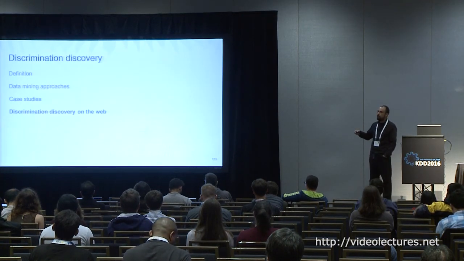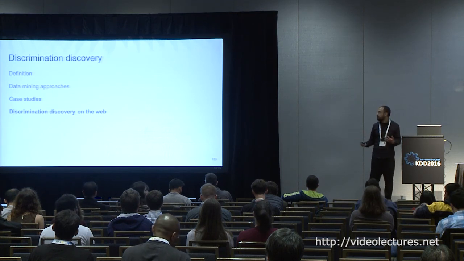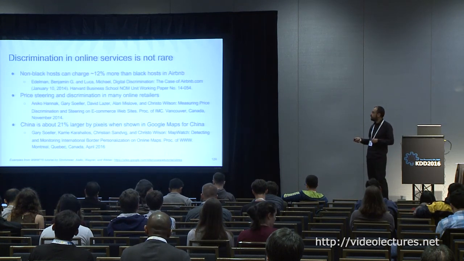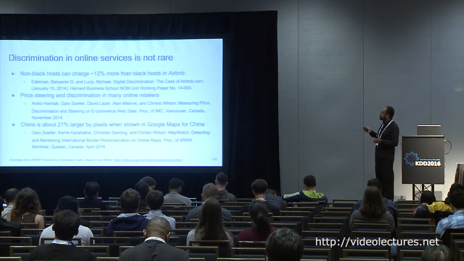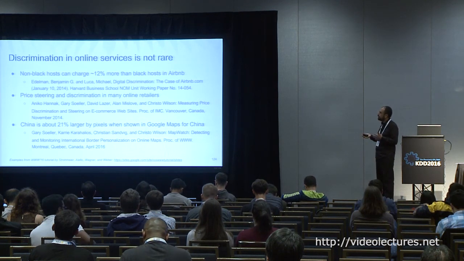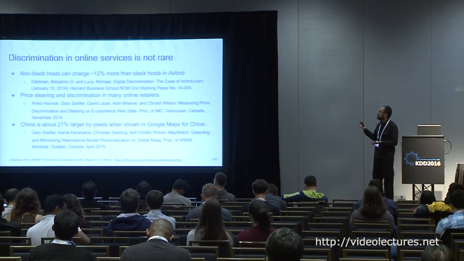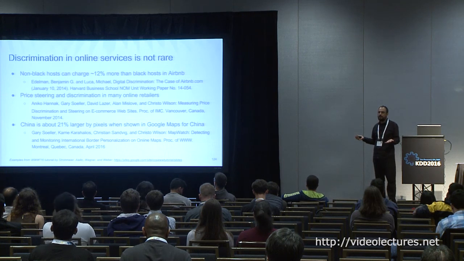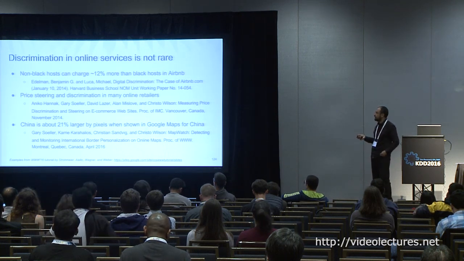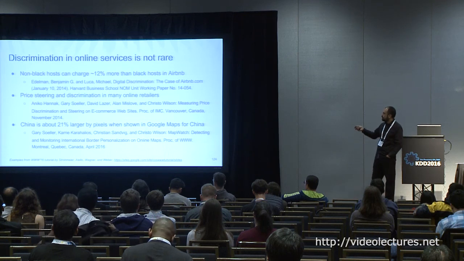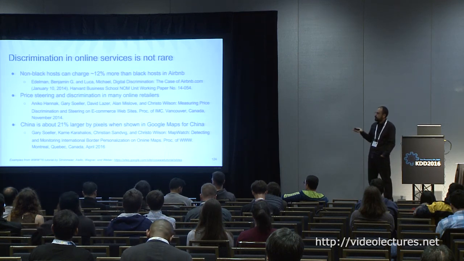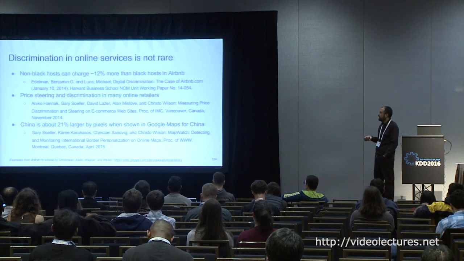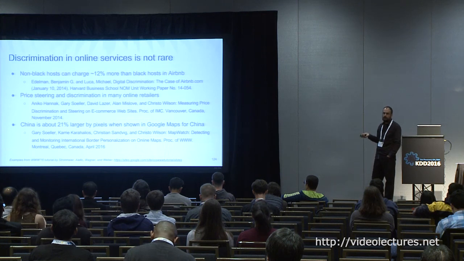Interestingly, if you're interested in web data, you can use some of these methods for web data. There are many recent papers about discrimination in online services. For instance, it says that if you're not black, you can charge like 12% more for your Airbnb apartment than if you're black. And this is shown by some researchers. There are many online retailers that do price steering that discriminate against a certain group. China is about 21% larger in Google Maps for China than in other Google Maps, and so on.